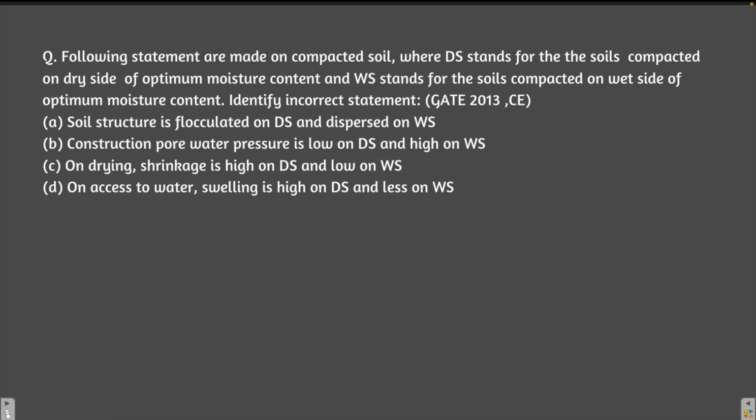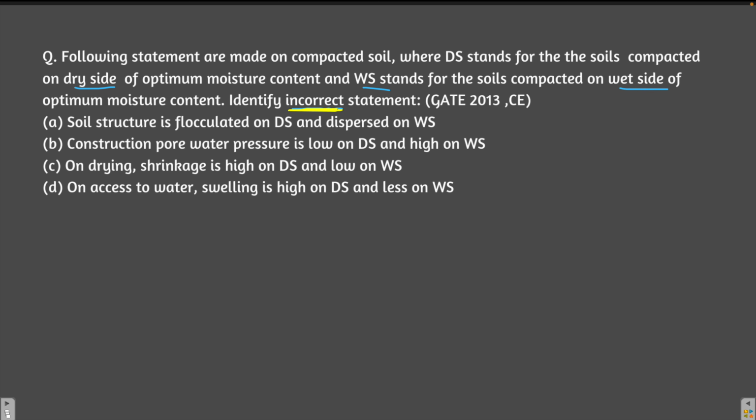The second question states that the following statements are made on the compacted soil, where DS stands for the soil compacted on the dry side of the optimum moisture content and WS stands for the soil compacted on the wet side of the optimum moisture content. And we have to identify the incorrect statement. So students, be careful whenever you encounter this, please mark this. You have to identify the incorrect statement, not the correct one.